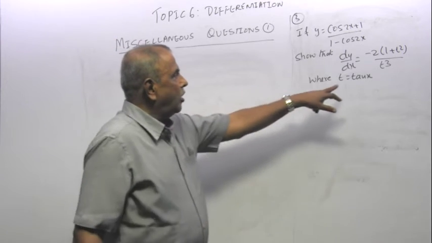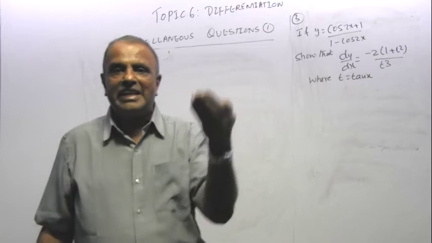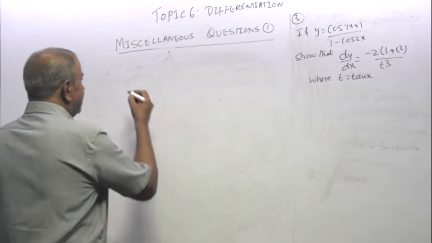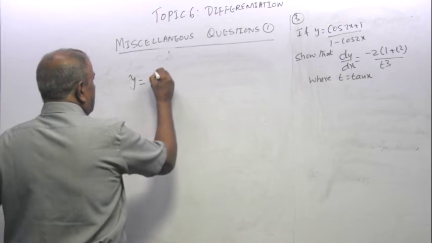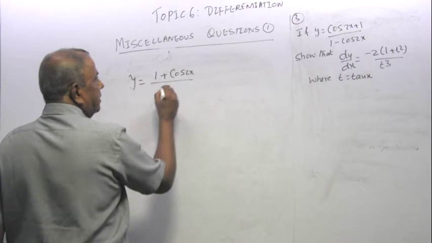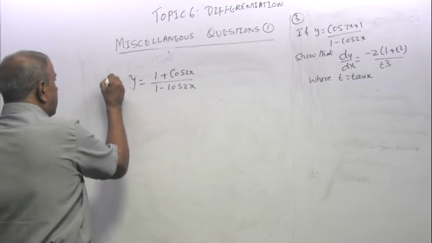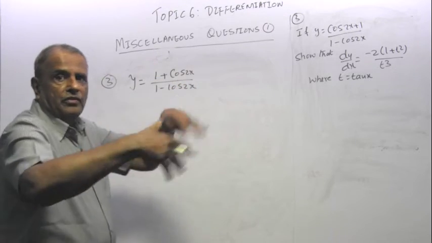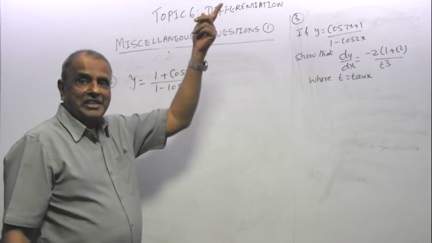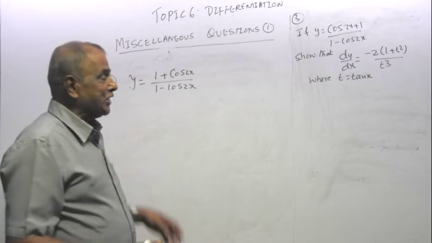Meaning, I want a single x, I have a double x. Convert double x to single x initially, so life becomes easier. So let's look at that. y equal to 1 plus cos 2x over 1 minus cos 2x. Remember I had told you to make a list of trigonometric formulae, and I said we're going to use this in integration. Well, we're now going to use it in differentiation instead of integration.